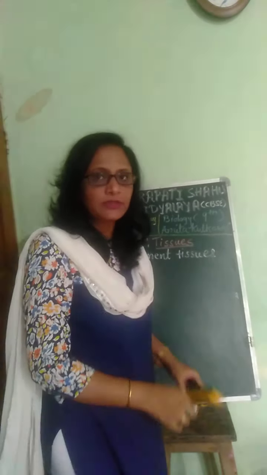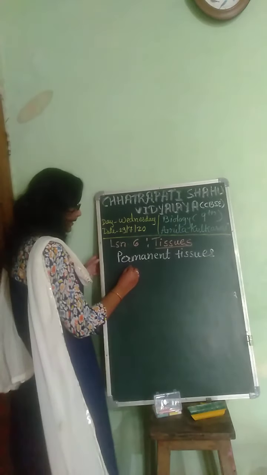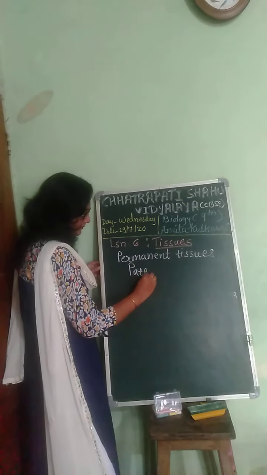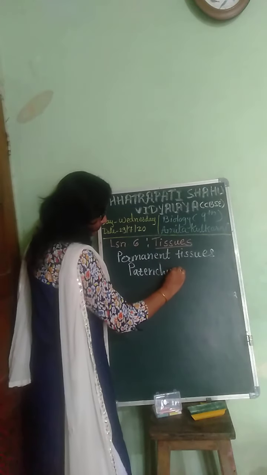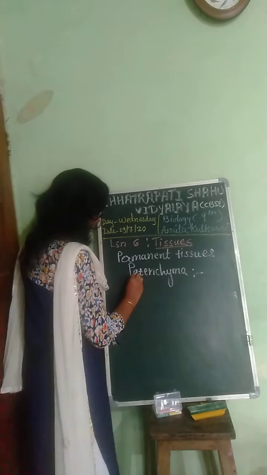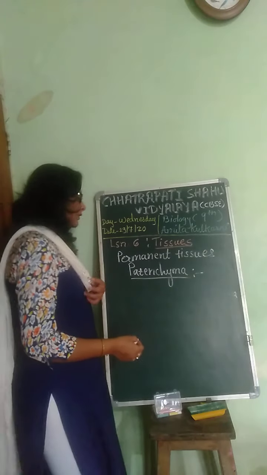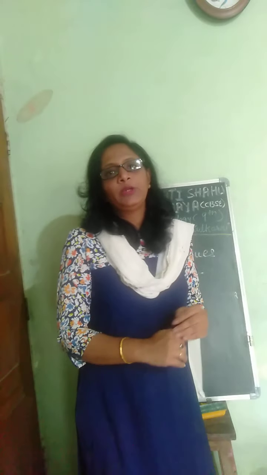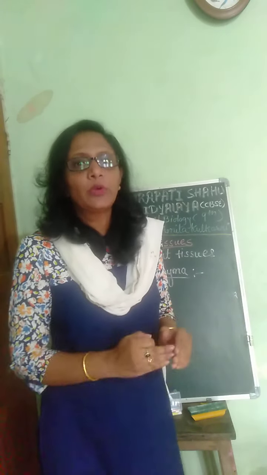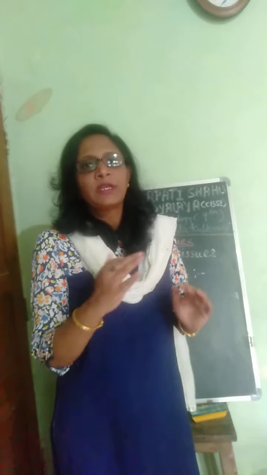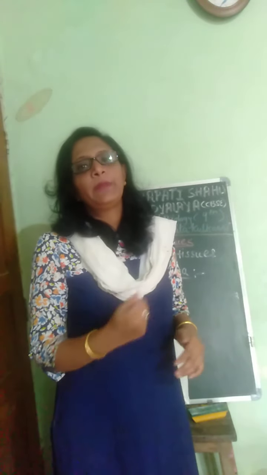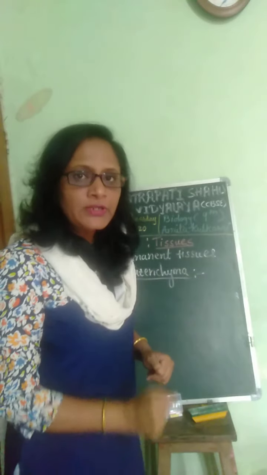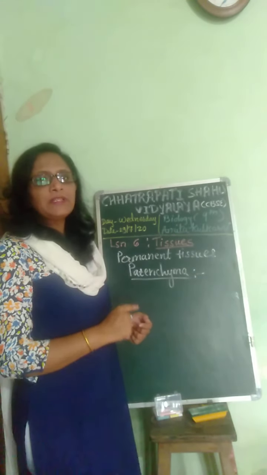So first we will see the parenchyma, the first tissue. Now I will draw the diagram of parenchyma first, and then I am going to tell you its characteristics and functions. We are going to study all these tissues depending upon their characteristics and their functions. So first we will draw the diagram, and then we will see its characteristics and its functions.